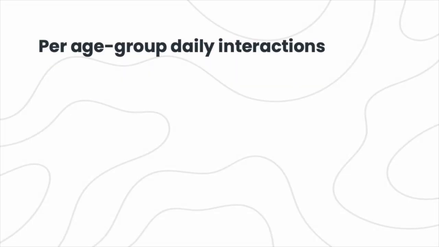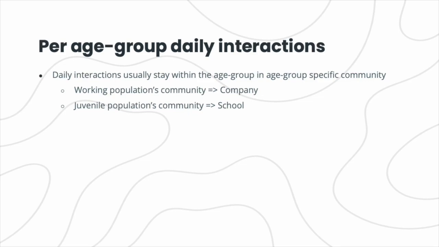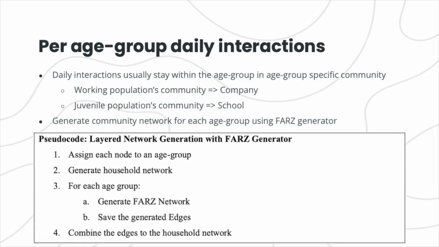Another set of contact networks is created to describe daily interactions. Daily interactions usually stay within the age group, in age group specific communities. For example, working population interact with other working population in a community called company, and juvenile population interact with other juvenile population in a community of school. Therefore, a contact network is created for each group using the forest generator with the below pseudocode.